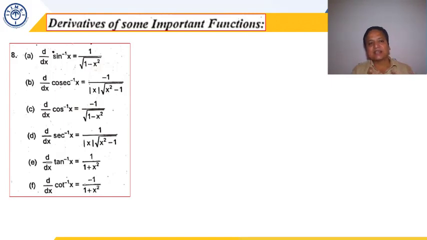Differentiation of sine inverse x is 1 upon root 1 minus x square. Differentiation of cosec inverse x is minus 1 upon mod x under root x square minus 1. Differentiation of cos inverse x is minus 1 upon root 1 minus x square. Differentiation of sec inverse x is 1 upon mod x multiplied by root x square minus 1 in the denominator. Differentiation of tan inverse x is 1 upon 1 plus x square, and differentiation of cot inverse x is minus 1 upon 1 plus x square.